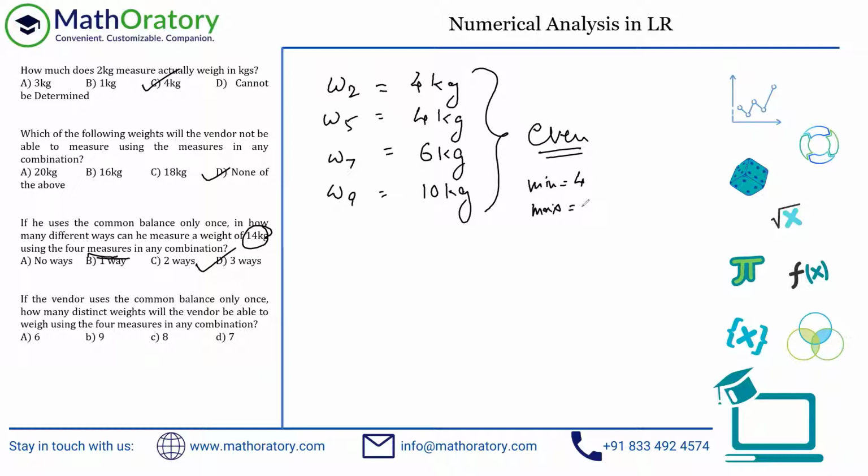So 4, 4, 6, and 10. So that's a total of 24. So you can take a maximum weight of 24. So focus on only the even numbers in this range. So let me quickly write them down: 4, 6, 8, 10, 12, 14, 16, 18, 20, 22, and 24. Yeah, that's all the even numbers, by the way.